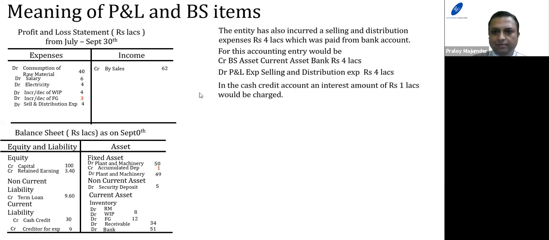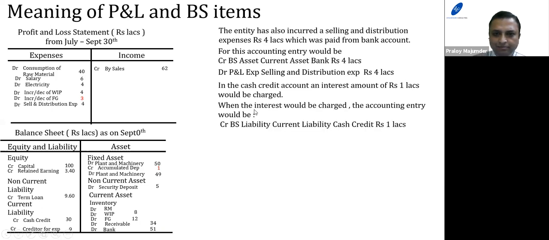Now next, cash credit interest of 1 lakh would be charged. Since this is a cash credit, interest of 1 lakh would be charged. So when the interest is charged, accounting entry would be credit balance sheet liability cash credit 1 lakh, because it's an outflow on the liability side. So second entry would be the debit P&L expenses.